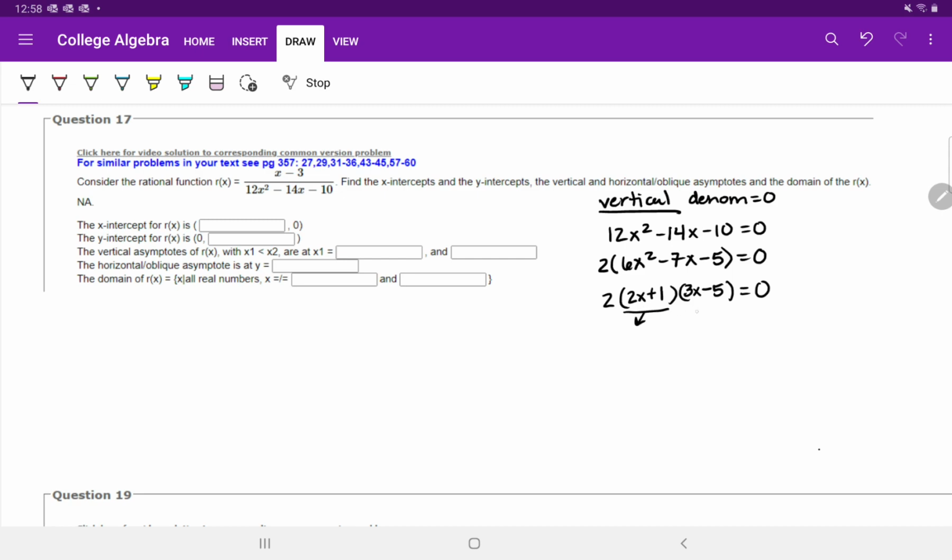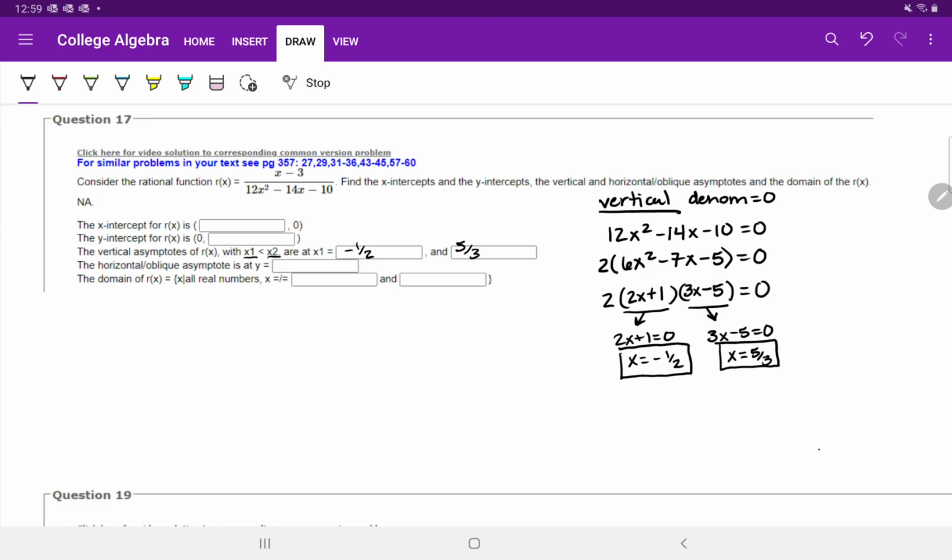Now we can set each of our factors equal to 0. 2x plus 1 equals 0. 3x minus 5 equals 0, and solve for x. So we get -1/2 and positive 5/3. These are our two vertical asymptotes. So we plug those in as our answer. They want us to write them from small to big, so we're going to put the -1/2 first and the positive 5/3 second.